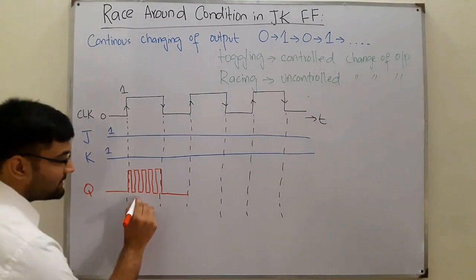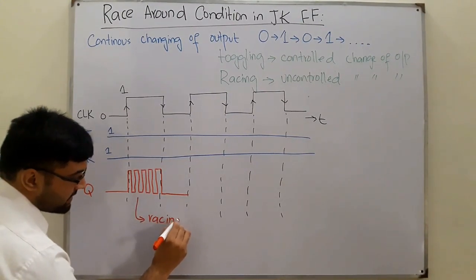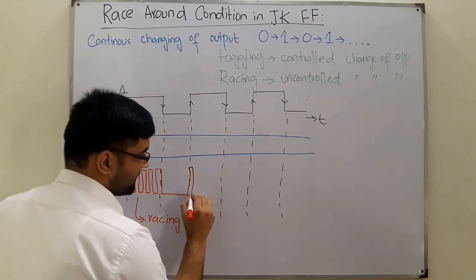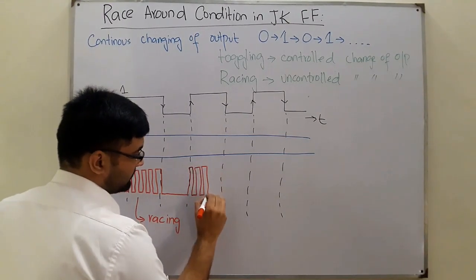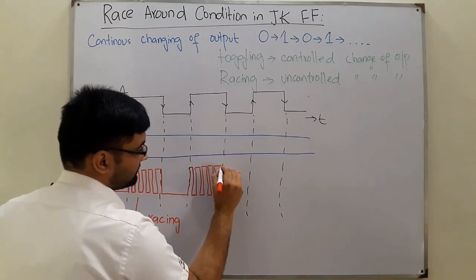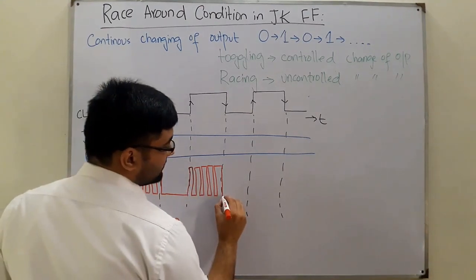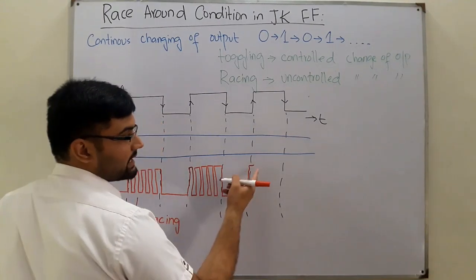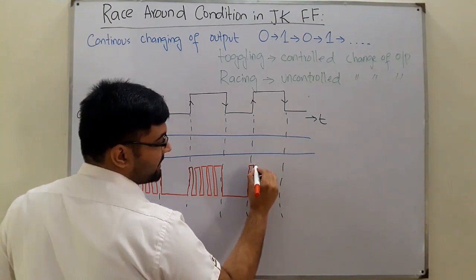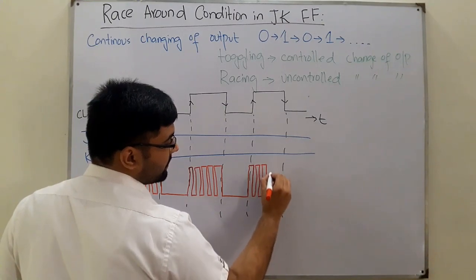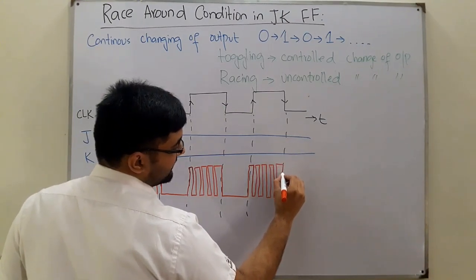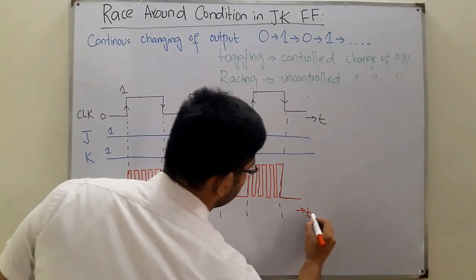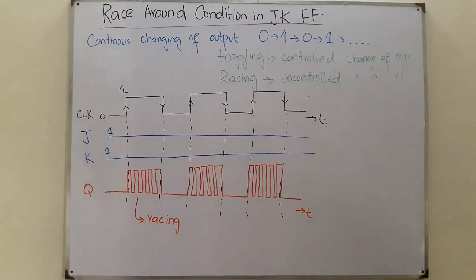Now what I have mentioned, this is the racing. Fine? When the clock goes high, the output goes high, and again has the racing, from high to low and from low to high. And then again comes back low with the clock. When the clock is low, the output is also low. When the clock goes high, the output goes high. Then again it comes back to zero, back to one, zero, one, zero, one. Finally, on the falling edge, it comes down to zero. That is with the passage of time. So that's the racing condition in the JK flip-flop.